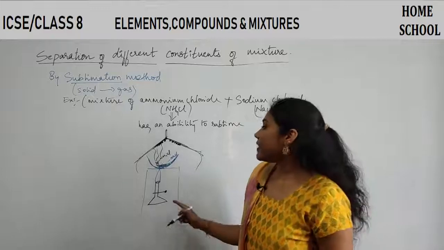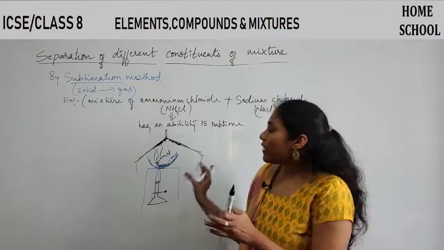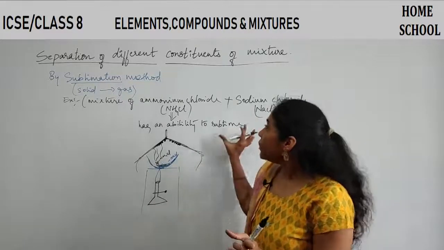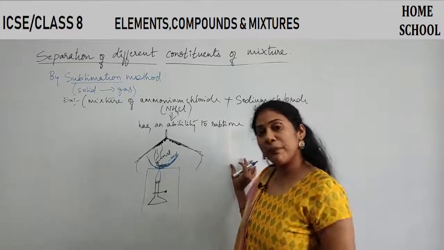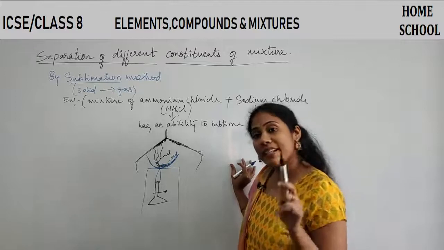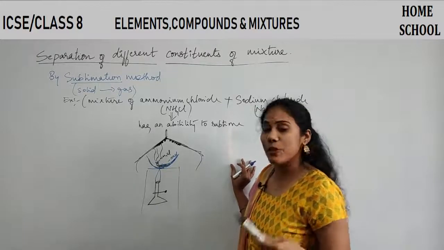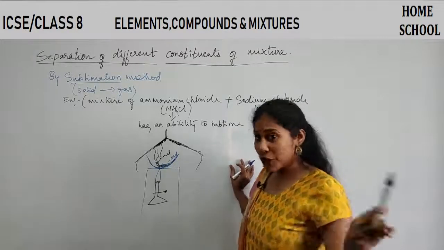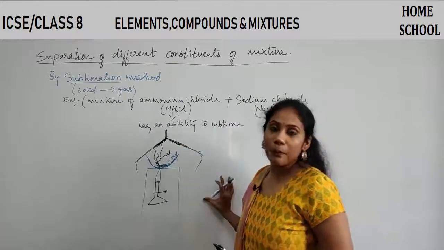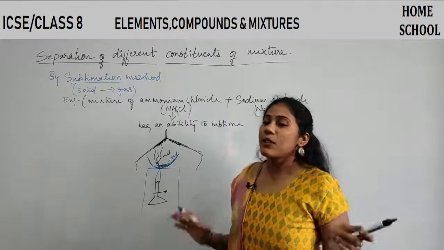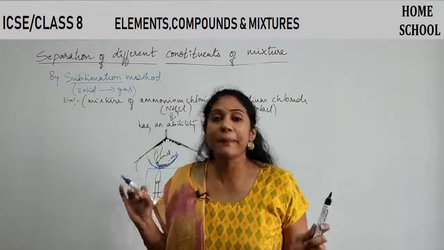Okay, so this is how with the help of the sublimation property you are able to separate two components. But among the two components, one must compulsorily have an ability to sublime. The other component should not have. Only then can you use this method to separate the components. Clear? So this is what we call the sublimation method.